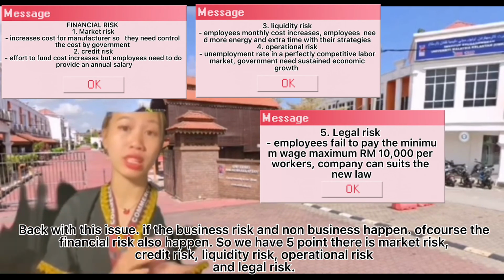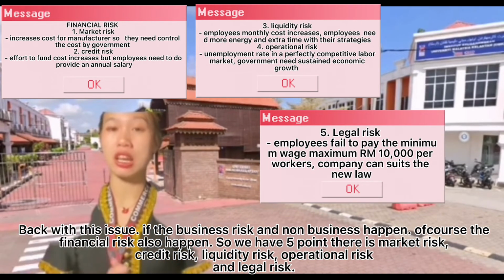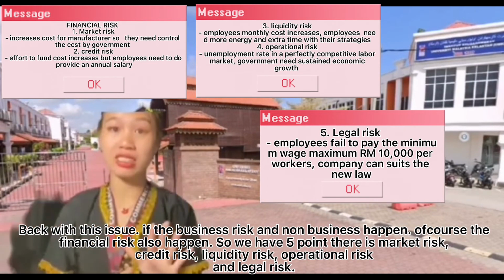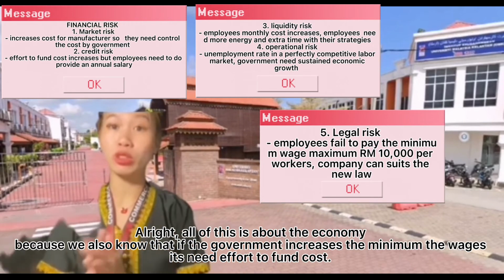Alright, back to this issue, the minimum wage. If the business and non-business risks happen, of course the financial risks also happen. So we have 5 points: market risk, credit risk, liquidity risk, operational risk, and last, legal risk. Alright, all of this is about the economy.